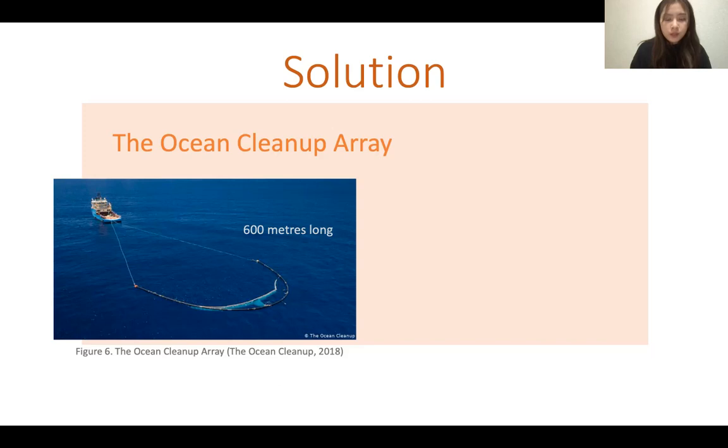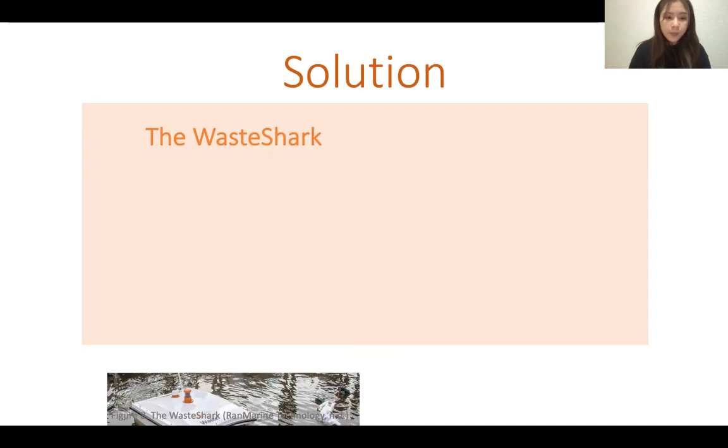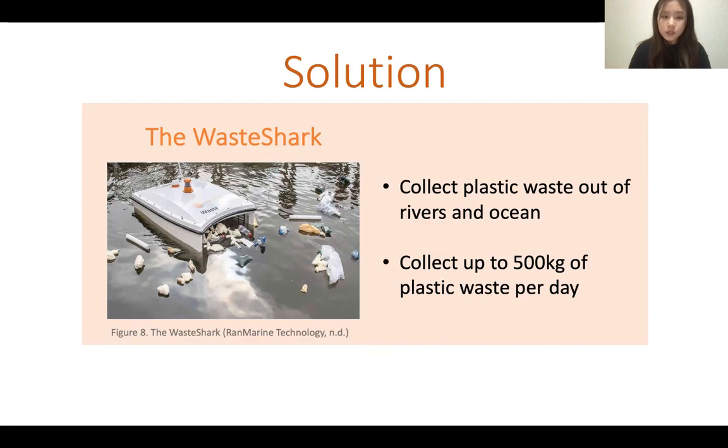And as you can see, the cleanup array is pulled into a U shape, and it is able to catch large quantities of ocean plastic inside the U. It can collect about 5 tons of ocean plastic every month. Other than that, there's also a technology called the waste shark. The waste shark can collect plastic waste out of rivers and ocean, and it can collect up to 500 kilograms of plastic every day. So this technology helps to extract plastic from the ocean.